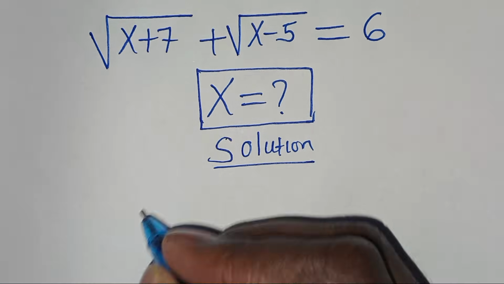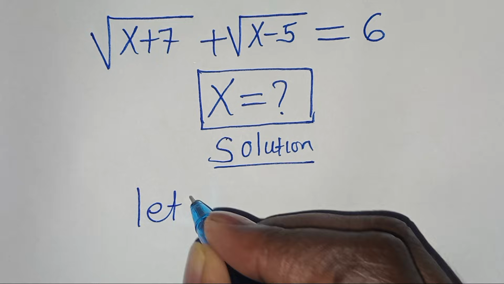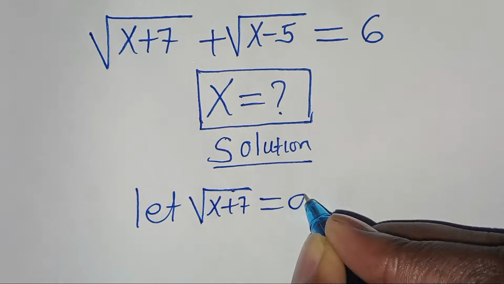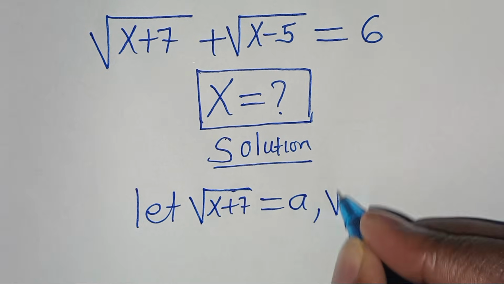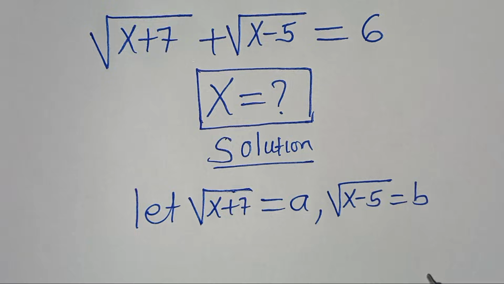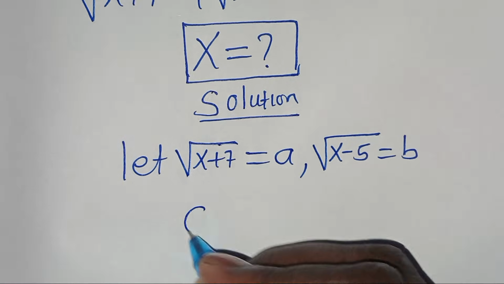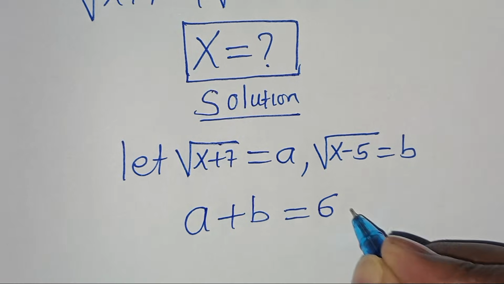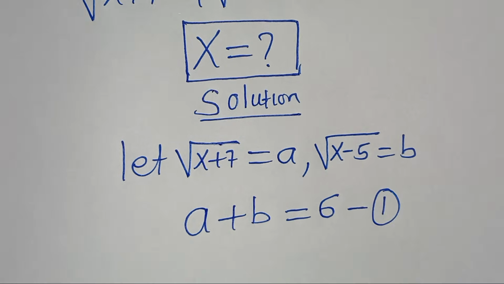Now the first step, we can let square root of x plus 7 be equal to a, and we can let square root of x minus 5 be equal to b. So this is to mean that a plus b is equal to 6. Let this be equation 1.